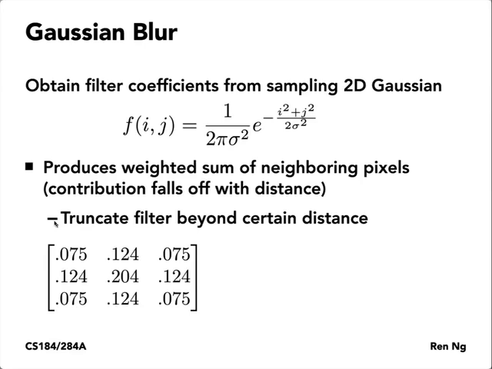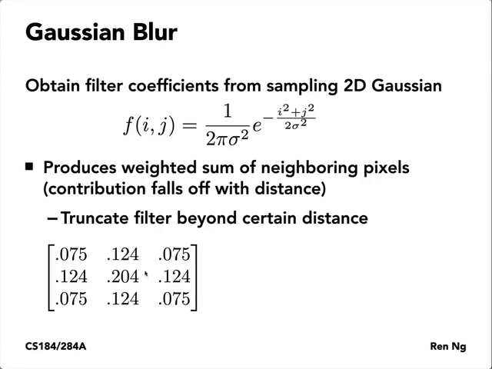And this would produce a weighted sum of neighboring pixels where the contribution falls off with distance, exactly like a Gaussian function, like a bell curve, right? Now, since we're discretized, for example, if we tried to have a 3x3 sampling of a Gaussian blur, then there's going to be some significant deviation between a smooth 2D Gaussian function that you might picture continuously and our discrete approximation of it, because we'll have to truncate the filter beyond a certain distance, right?